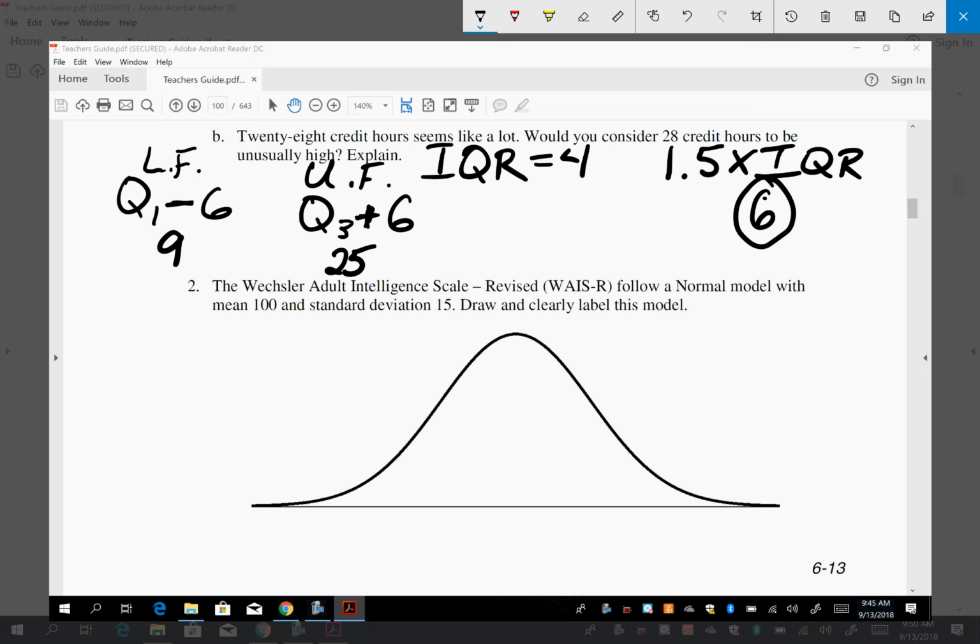Any questions on this whole problem? Again, you will be asked to do this tomorrow for a grade. Why did I use 1.5?